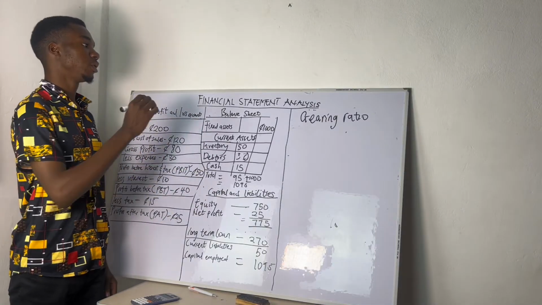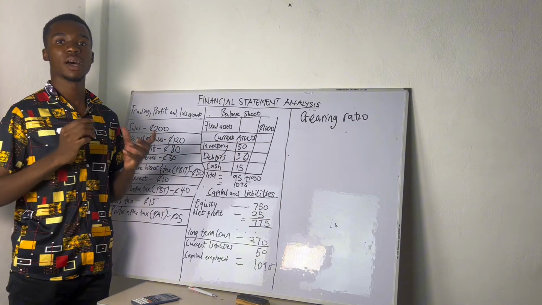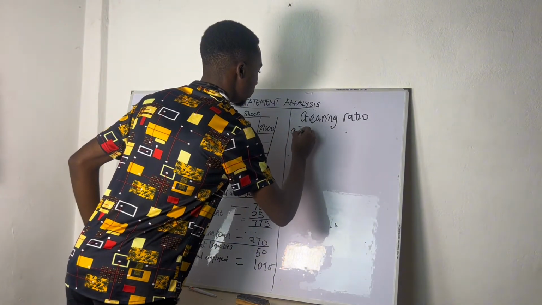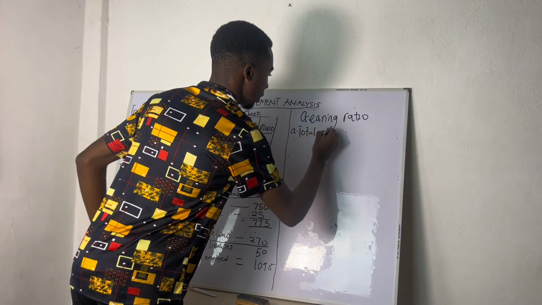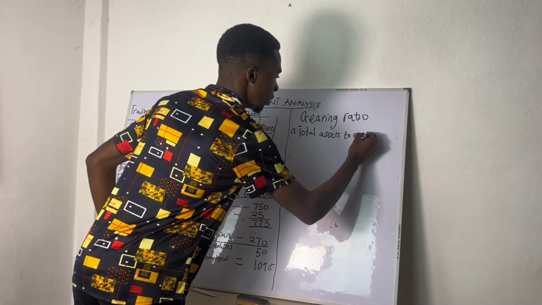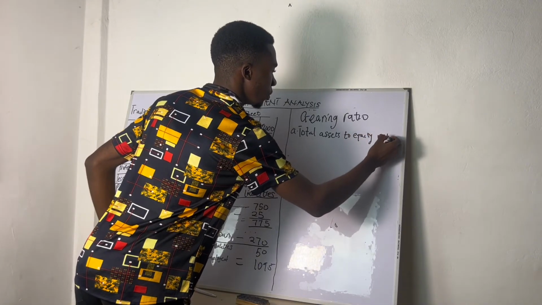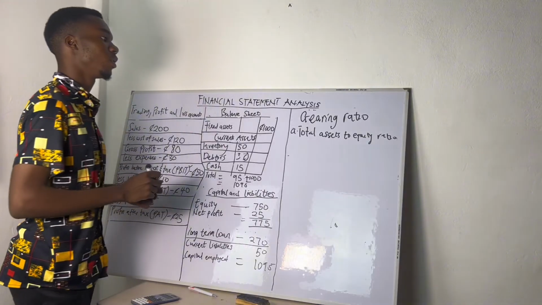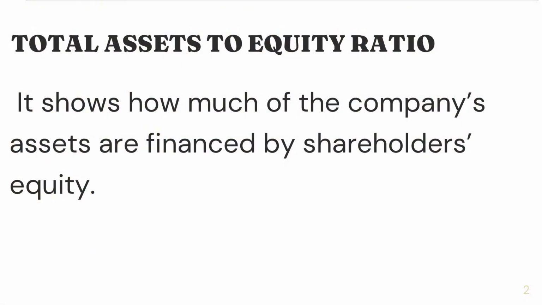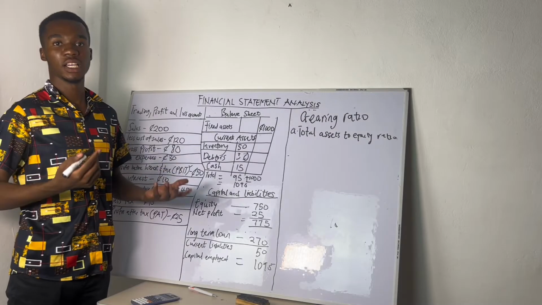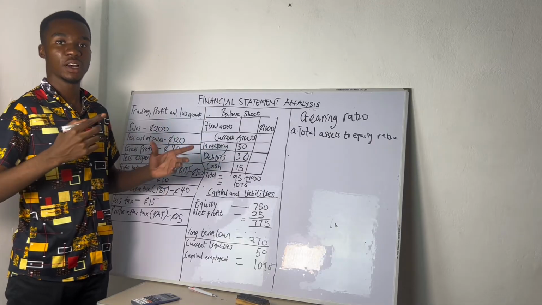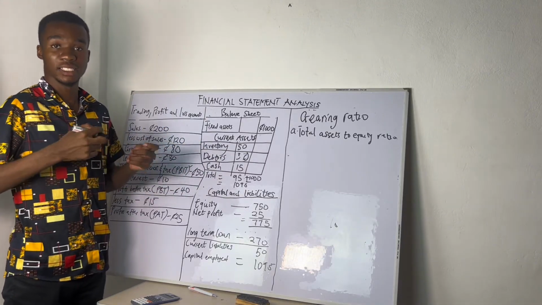And for the gearing ratio, the first one I'm going to look at is the total assets to equity ratio. By the name, you can tell what it is. This one is used to see how much of the company's assets is financed by equity. And equity is the shareholders' wealth or the owner's wealth. So how much of the company's total assets is actually financed by the shareholders?